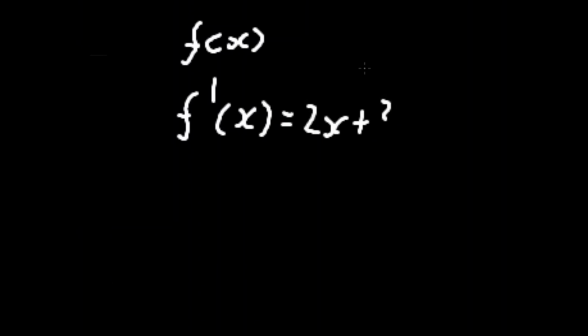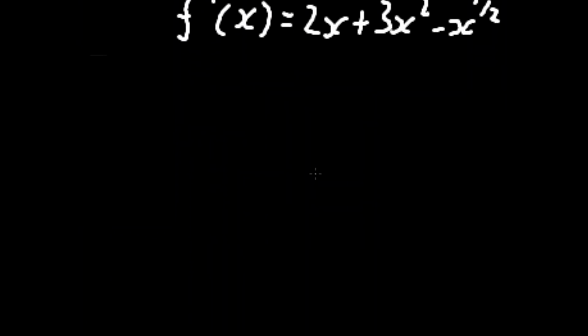And we know that its gradient is equal to, so its gradient with the little tick means that it's a gradient, and that's equal to 2x plus 3x squared, and then minus this x to the power of a half. Okay, so what does that mean? What is the gradient? Let's go through that.